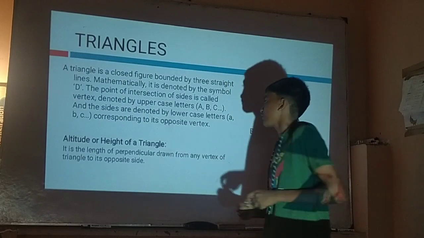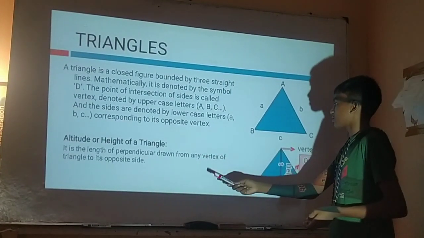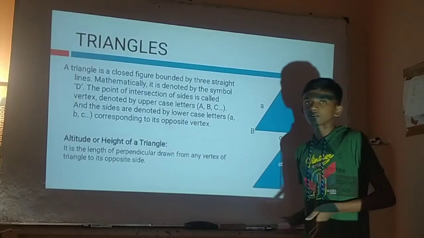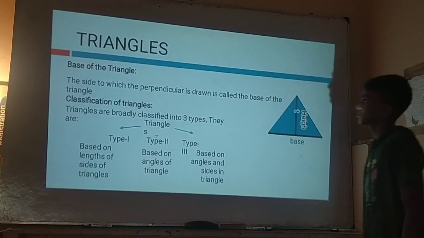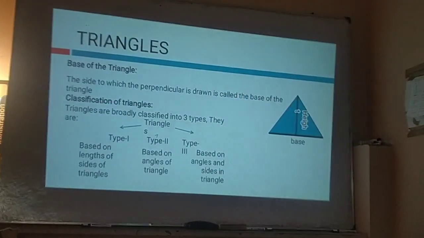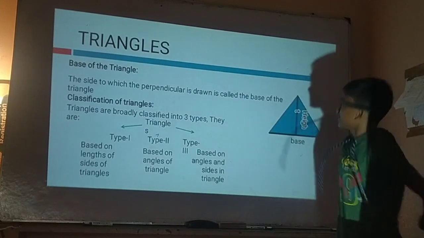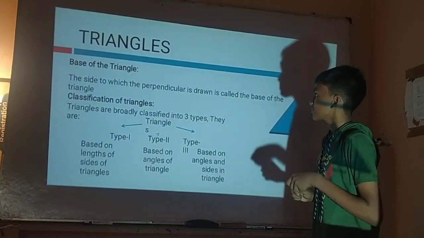Altitude or height of a triangle. It is the length of perpendicular drawn from any vertex of triangle to its opposite side. Here is an example. Base of the triangle. The side to which the perpendicular is drawn is called the base of the triangle.